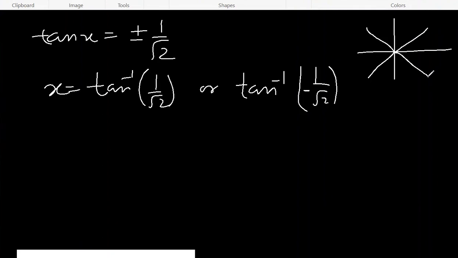So let's focus on the positive first. Tan inverse 1 over square root 2. What angle does it give us? I will use my calculator to do this.